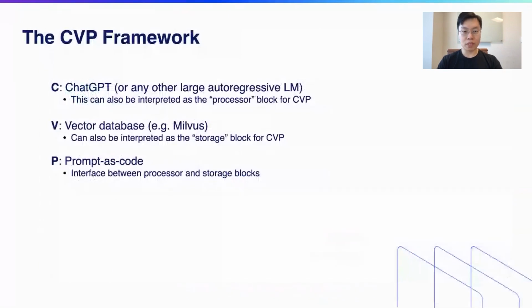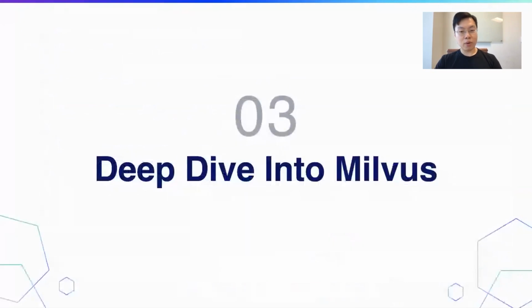Okay, awesome. So now that we know how vector databases fit into the CVP framework, and how CVP can be used to really mitigate a lot of the hallucinations that you see with large autoregressive language models today, I want to do a bit of a deep dive into Milvus. I won't spend too much time here, but hopefully by the end of this section, you'll have an idea of what Milvus is and how you can use it to build a production-ready LLM application, right? Production-ready is something that we put a very strong emphasis on here at Zilliz and within the Milvus community as well.